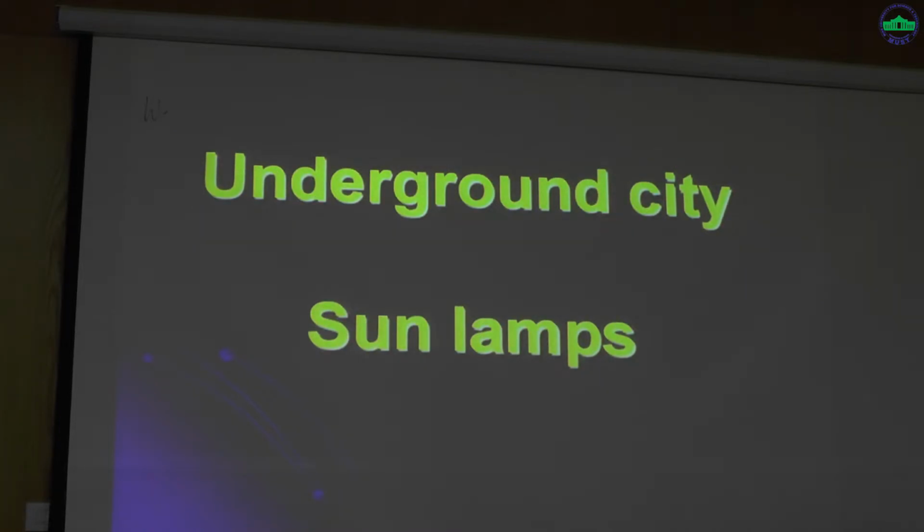Underground city. Why an underground city? To avoid the rain. Sun lamps, an artificial sun. We don't have the natural sun, we know.